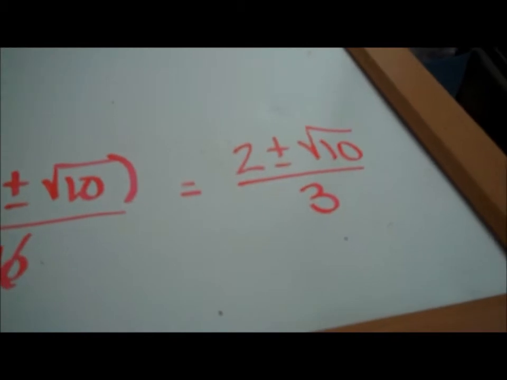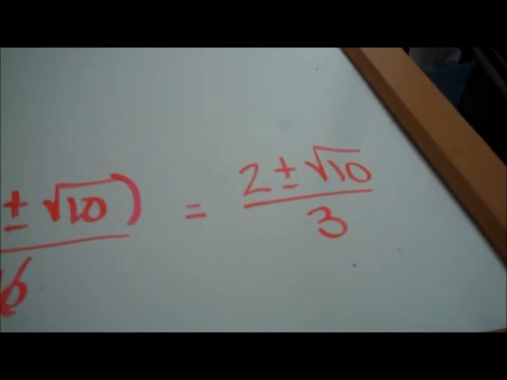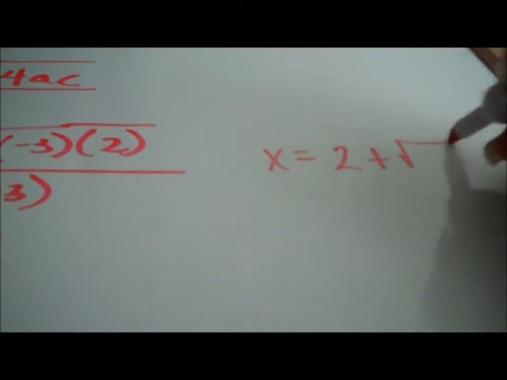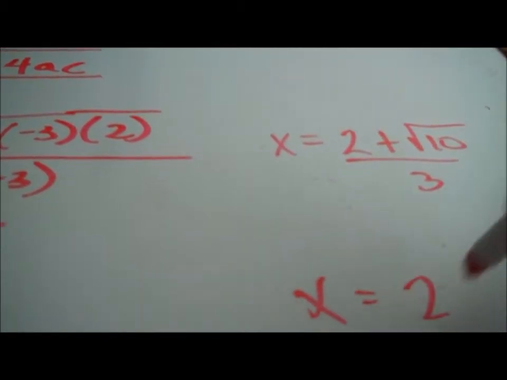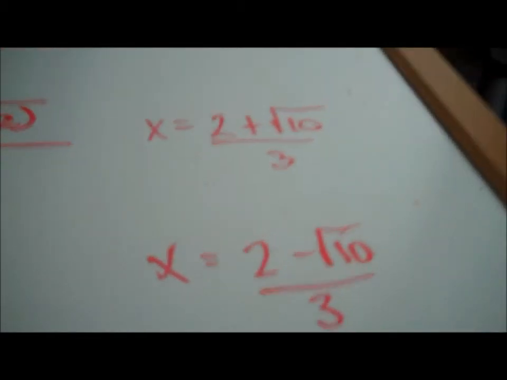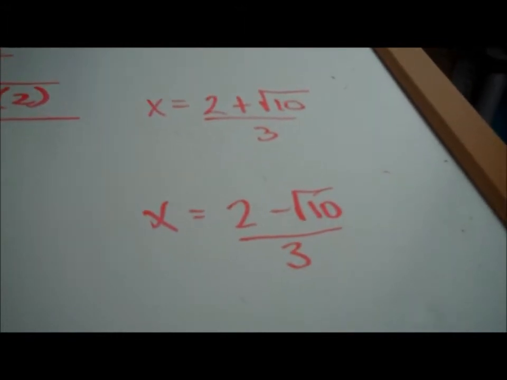Okay, so to find your two x values, you would need to rewrite this as two different x's. So x equals 2 plus the square root of 10 over 3, and then x equals 2 minus the square root of 10 over 3. And calculate those two values out to at least two decimal places.